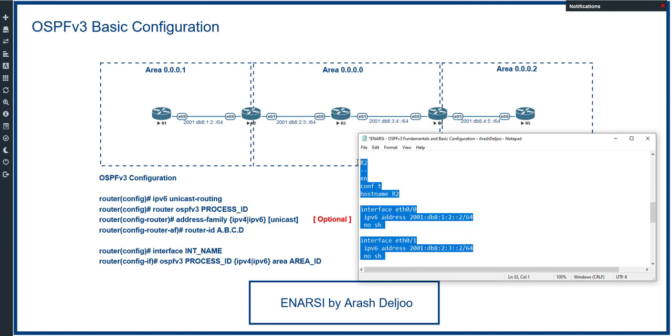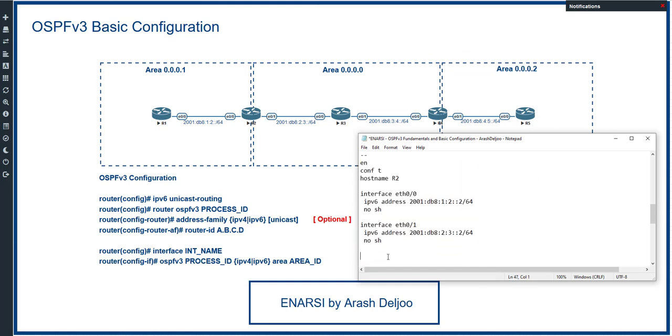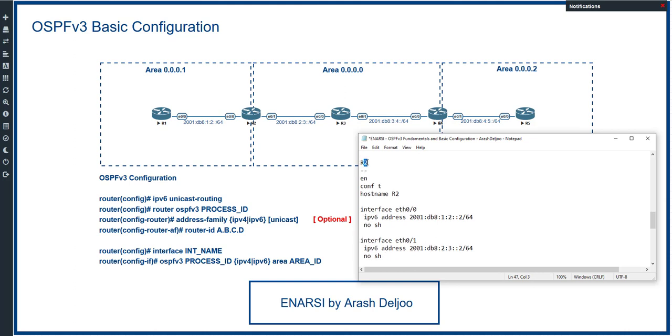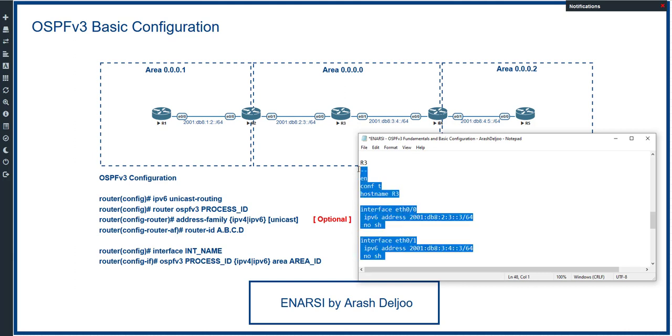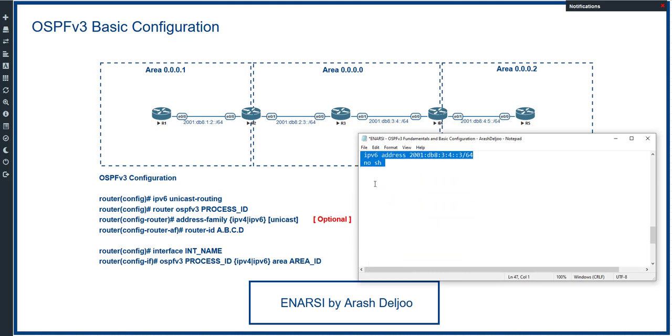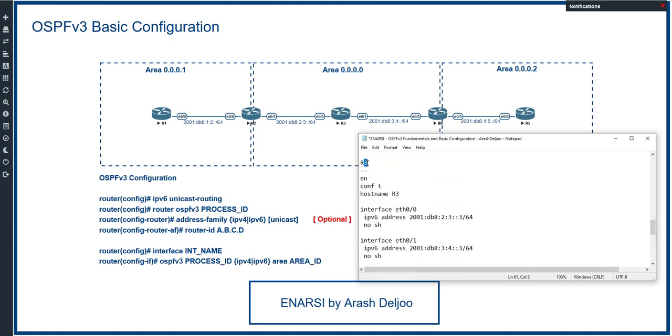We can copy the configuration of router 2, and this is the configuration of router 3. Okay, here hostname is router 3, interface ETH0/0, IPv6 address 2001:db8:23::3/64, and no shutdown. About the ETH0/1, IPv6 address 2001:db8:34::3/64, and then no shutdown. After that, router 4. This is R3's configuration, and this is the R4 configuration.